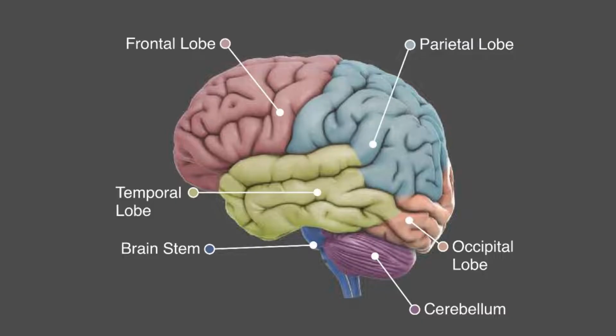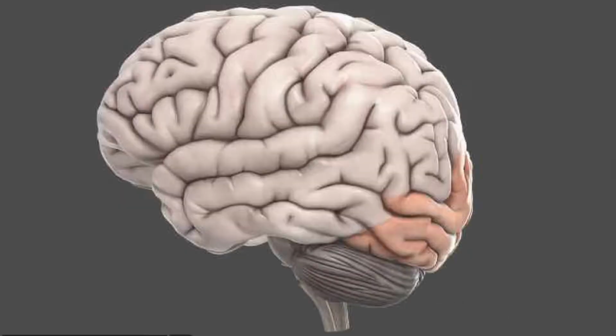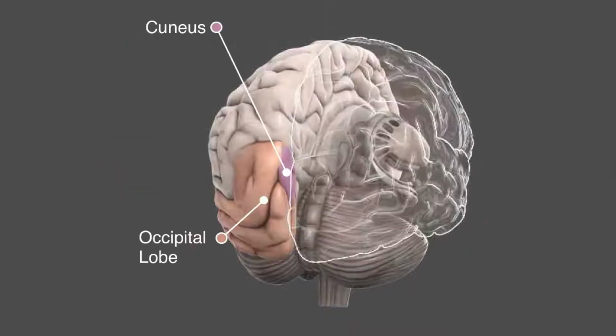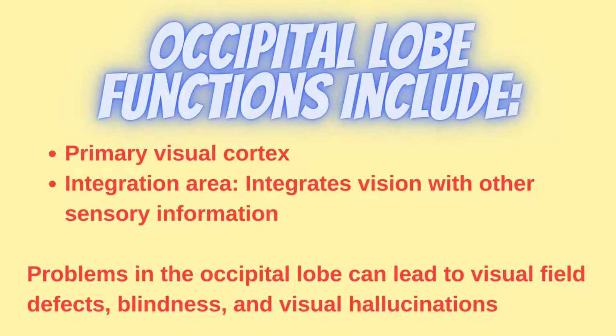Guys, here I have a picture of the occipital lobe, as you can see, and we know the primary visual area of the brain is the occipital lobe, right? This part of the brain helps neurons to encode different visual information such as color, orientation, and motion. And as part of the occipital lobe, its function is, like I said, primarily visual. It is an integration area; it integrates vision with other sensory information.